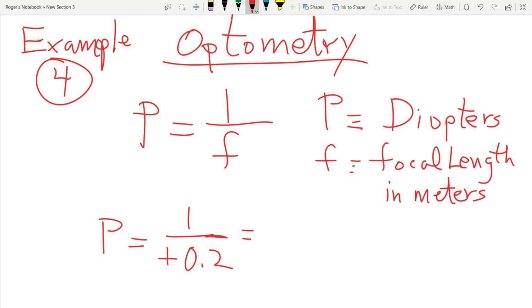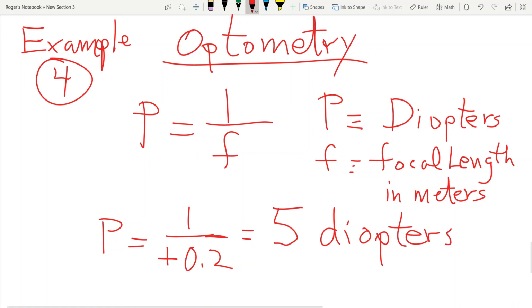And 1 divided by 0.2 is equal to 5. Notice that this would be equal to 5 diopters. Okay? 5 diopters, 1 divided by positive 0.2, focal length of 0.2 meters. The next question says, what if it was negative 0.4 meters, the focal length of this lens? What would be our power in diopters here?